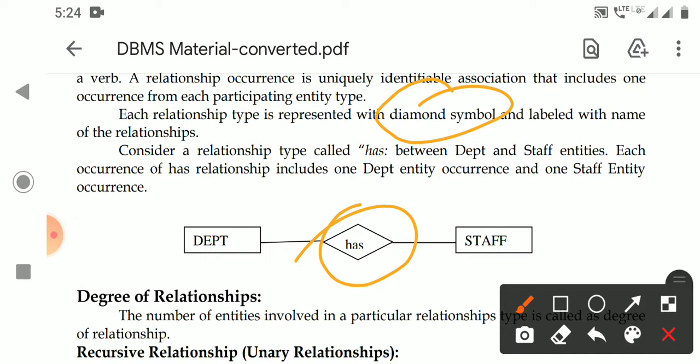And we have to label it with the name of the relationship. What is the name: has, join, like that.